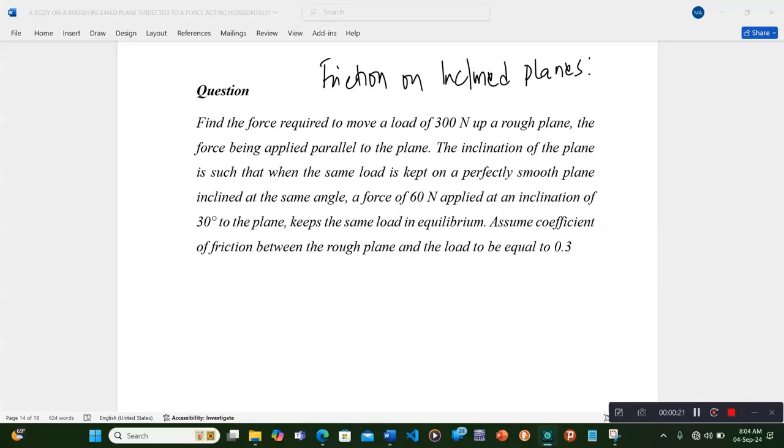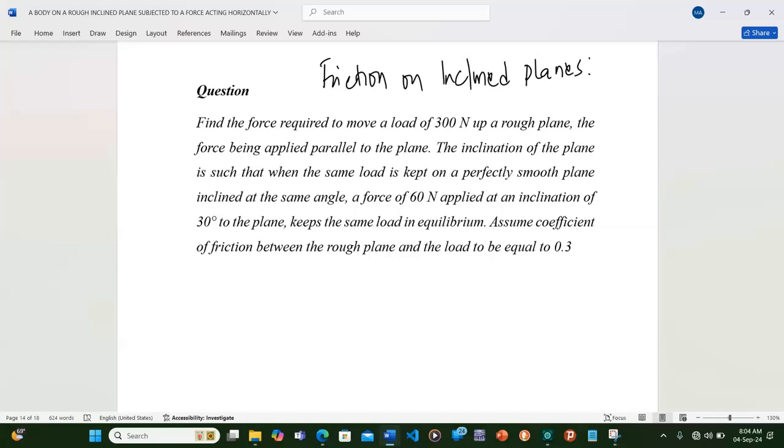The inclination of the plane is such that when the same load is kept on a perfectly smooth plane, inclined at the same angle, a force of 60 newtons applied at an inclination of 30 degrees to the plane keeps the same load in equilibrium. Assume the coefficient of friction between the rough plane and the load to be 0.3. So we have two cases in the same problem.